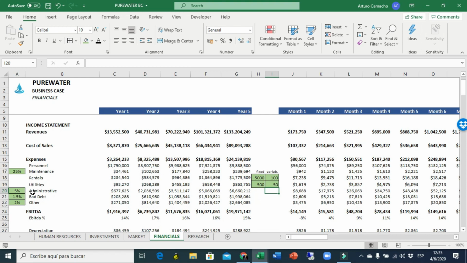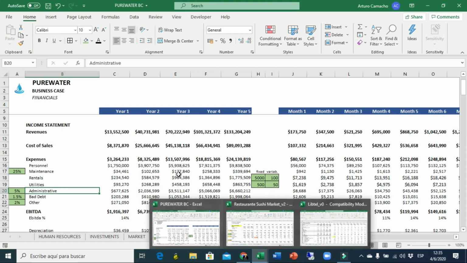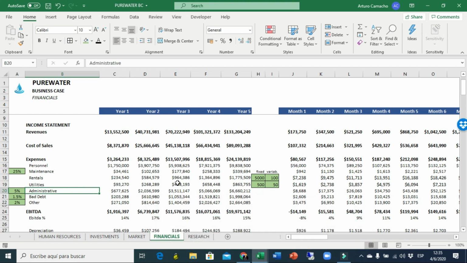Administrative is just a percentage of my revenues. This should cover other things, you know, papers, legal expenses, etc. So that should be covered by this 5% of the revenues. Sometimes it's higher. Well, no, you could use 10% if you want.